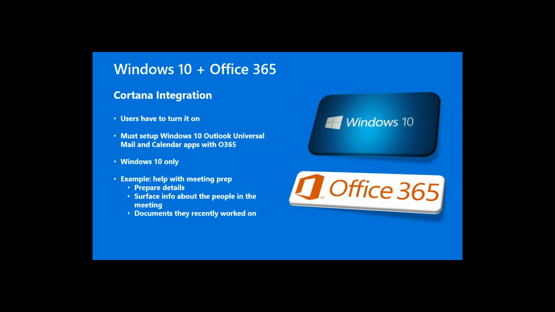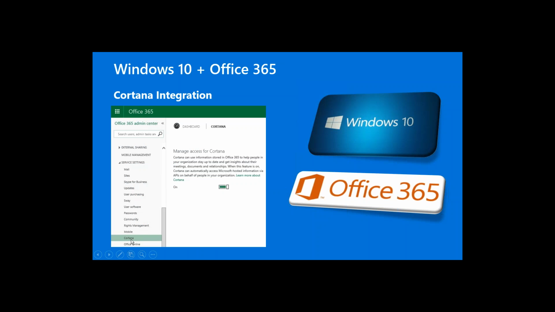So let's say I have a meeting coming up. Cortana will look for details about that meeting, like it will surface information about the people who are in the meeting, documents that they recently worked on. It'll pop up reminders including travel time if the meeting is off-site. So Cortana will know that I have to travel to the meeting and remind me when I need to leave, including my preference if I've set it for transportation, if I'm walking, if I like to walk, if I like to take the bus, or if I like to drive.